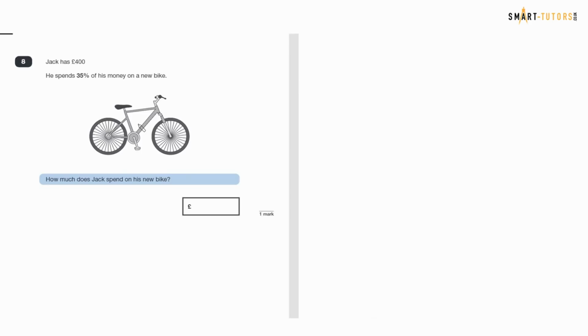Question number 8. Jack has 400 pounds. He spent 35% of his money on a new bike. How much does Jack spend on his new bike? So you must do, so he has 400 pounds. So 35 over 100 times 400, which is, you cut the zeros, 35 times 4, and you get 140. Well done. So that is the answer for question number 8.